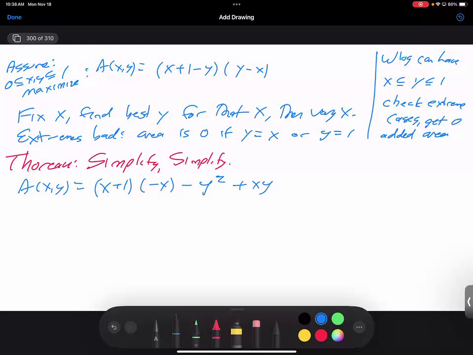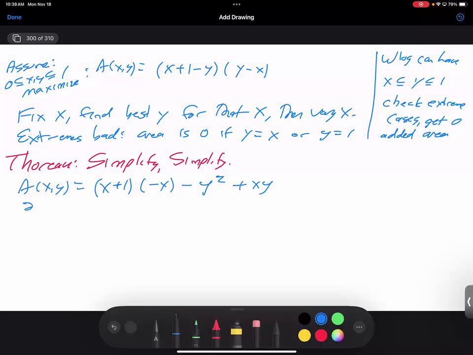And the reason I'm not multiplying it all out is because I'm about to take the partial with respect to y. I don't care about anything that doesn't depend on y. So I don't have to bother multiplying x plus 1 times negative x. I could do that if I had to. I don't really care to. I don't want to use the product rule to take the partial derivative. Much better to expand it out.